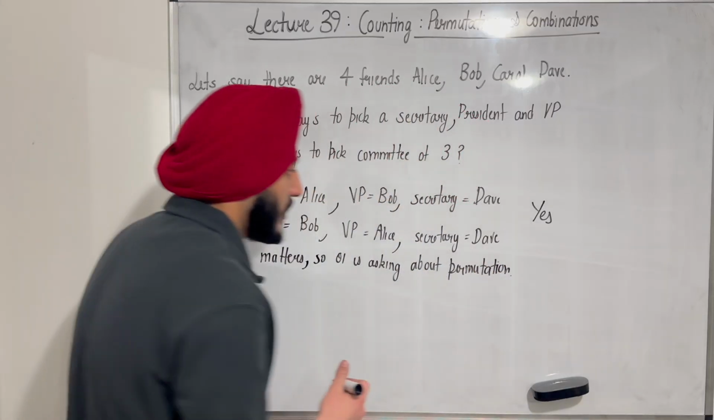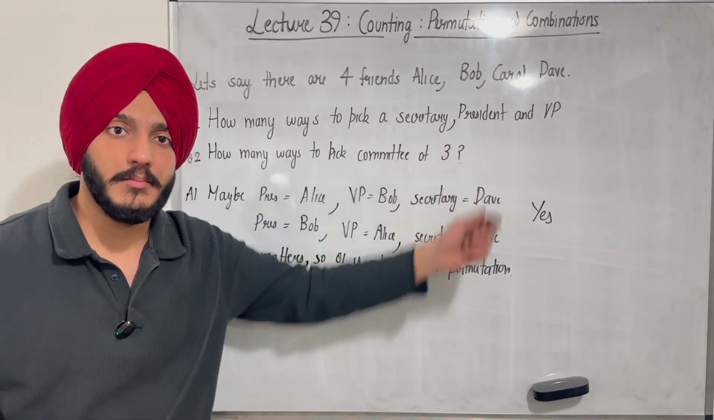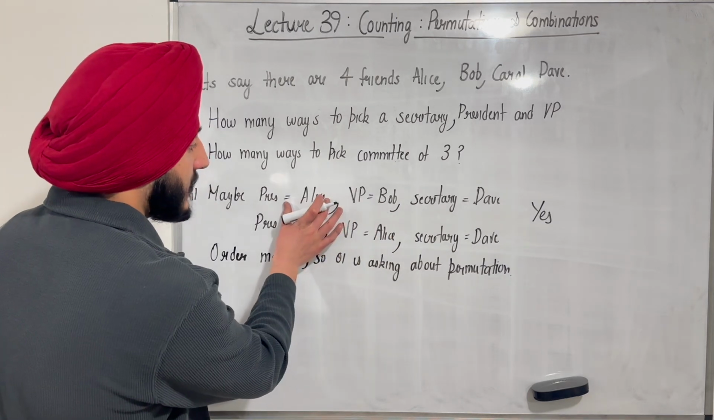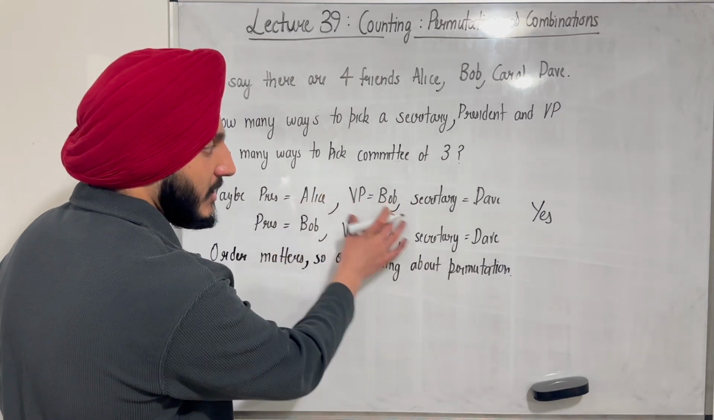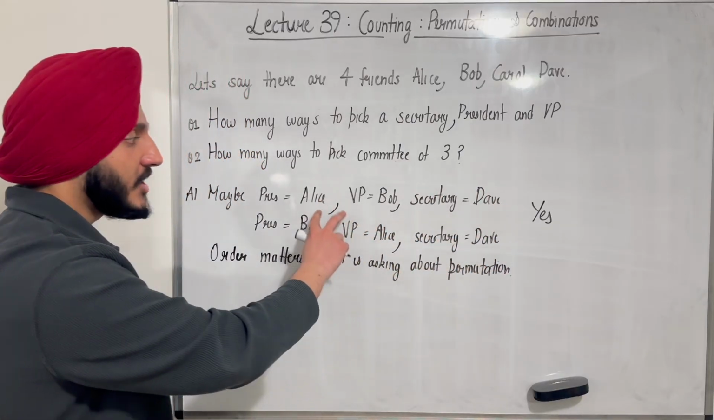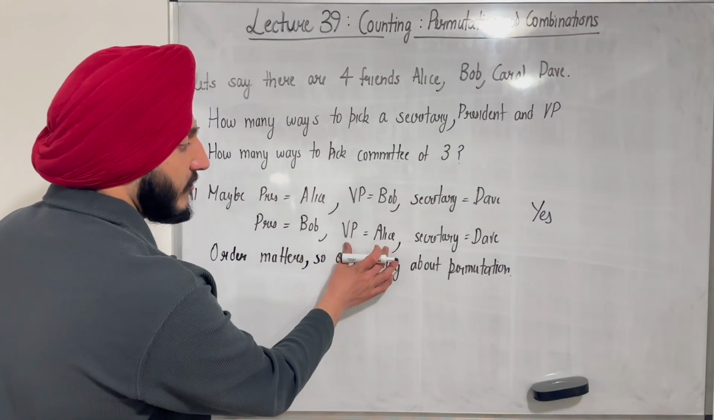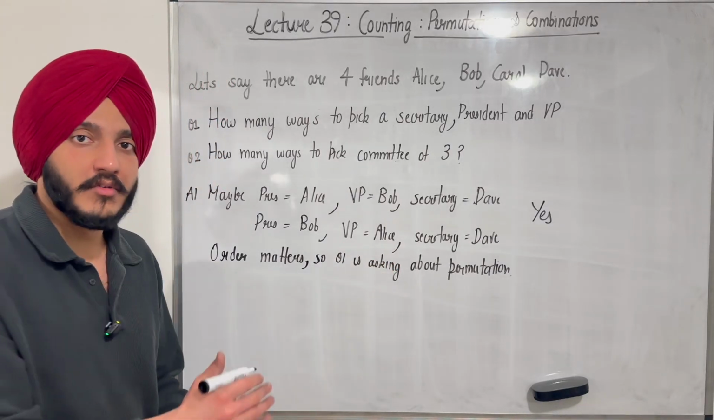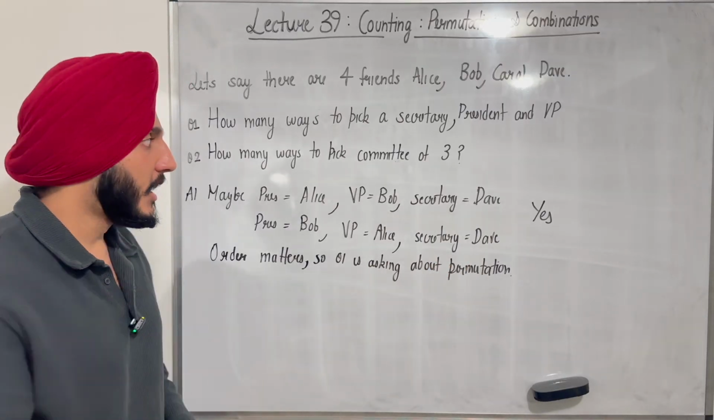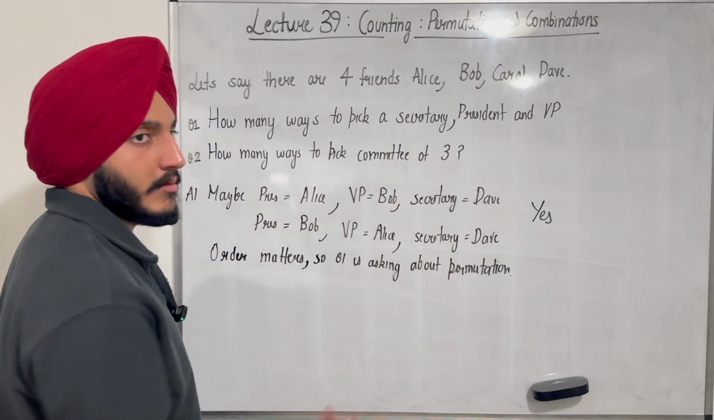So the question is asking how many ways to pick a secretary, president, and VP. And I realized that, okay, if I pick Alice as the president, Bob as VP, Dave as secretary, that's fine, right? That's one of the ways. But if I interchange any of these values, if I change the order of it, then it would give me a different example. And since the order really matters in this question, hence it is a permutation question. Okay. Now let's take a look at the second question, which says how many ways to pick a committee of 3.